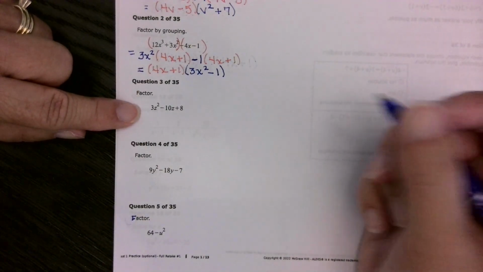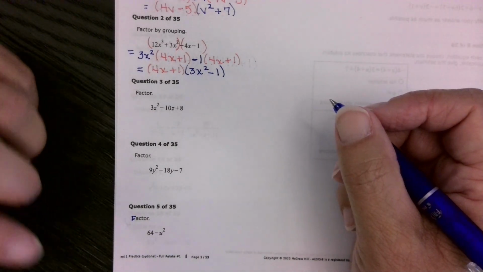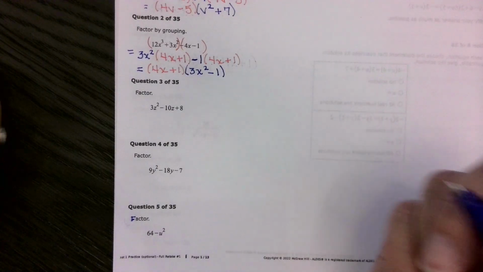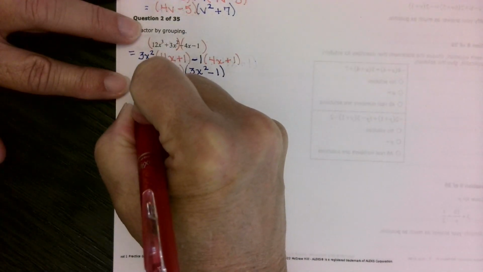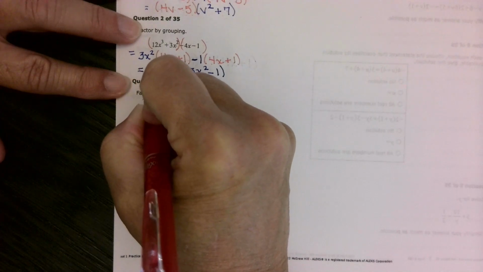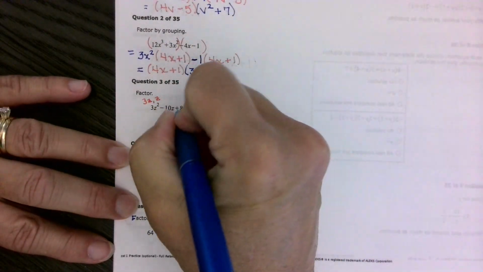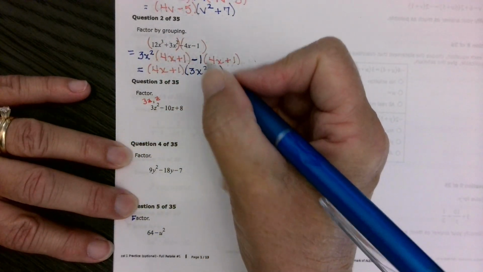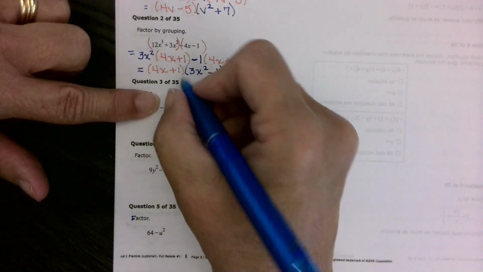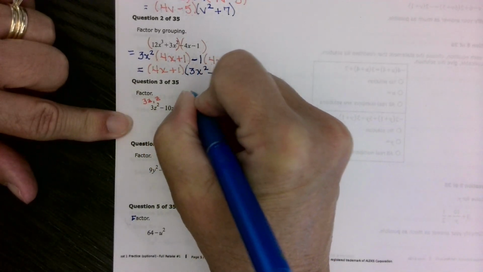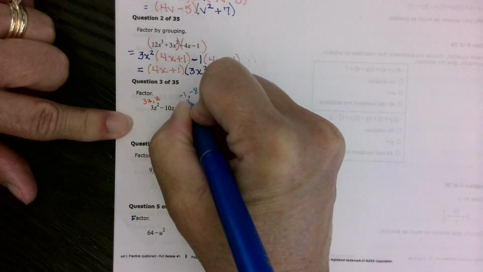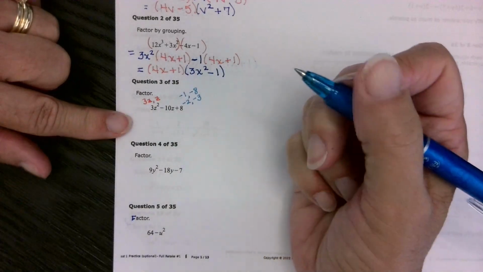Right here, I don't care how you factor. You can use AC method, you can use box method, you can use trial and error. I do trial and error. The way that I do it is I say to myself, the only way to get 3z squared is 3z and 1z. And the only way to get 8, I can get a positive 8. Their signs are going to be the same because this one's negative. They're both going to be negative. So it's either negative 1 and negative 8, or it's going to be negative 2 and negative 3.